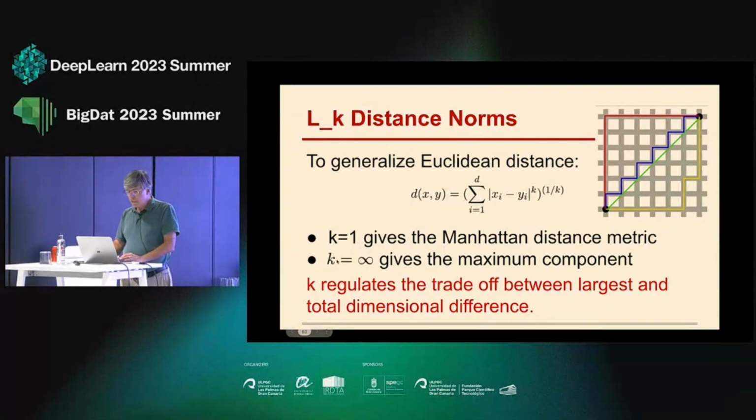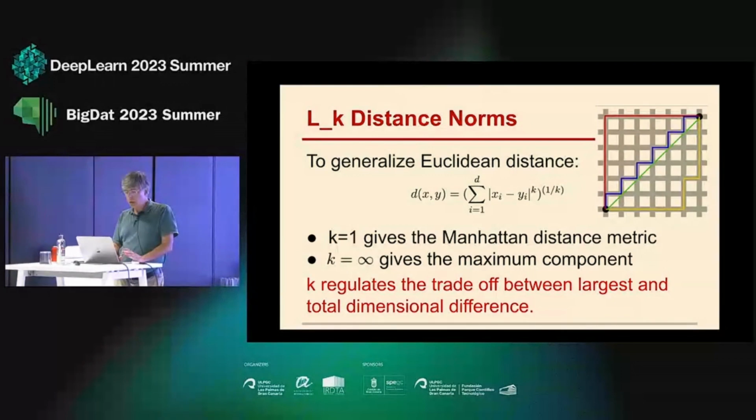So if you have k equals infinity, what does this mean? You're taking every dimension, you're raising it to the infinitieth power, and you're then taking the infinitieth root of it. What does that mean? Well, big numbers, when you raise them to big powers, become very, very big numbers. And the biggest difference when you raise it to a huge power is going to dominate all the other things. So for k equals infinity, the distance is going to be determined by the dimension where there is the biggest difference between the two things. Manhattan was the sum of the differences. The k infinity norm would be the biggest difference between them.